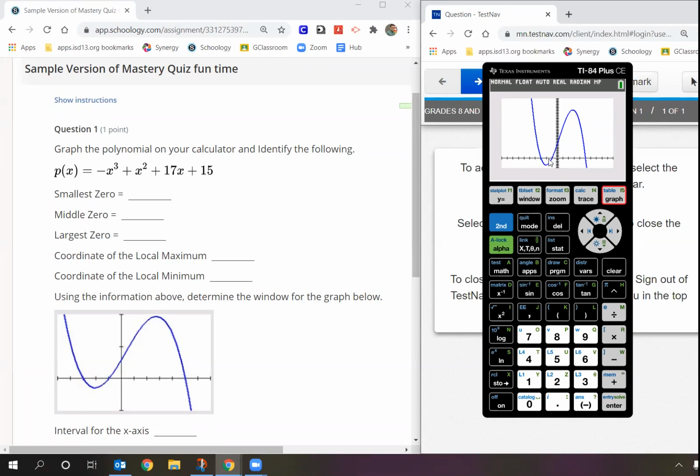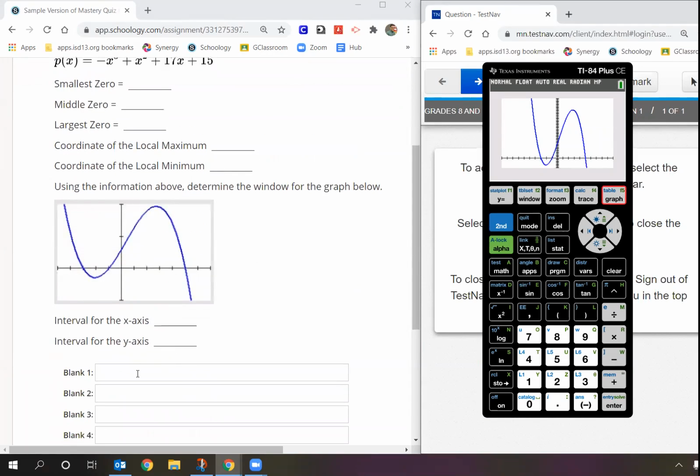I want to identify them from smallest to largest. So here's my smallest one. It's at negative 1, 2, 3, and negative 1. So my smallest zero is negative 3. My next one is at negative 1. And then the next one is at 1, 2, 3, 4, 5.